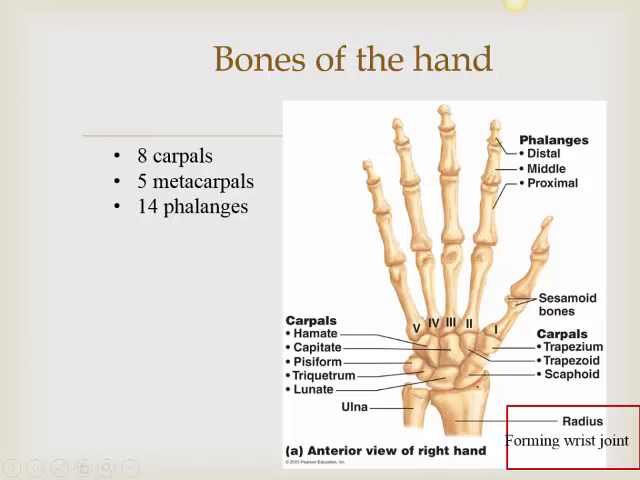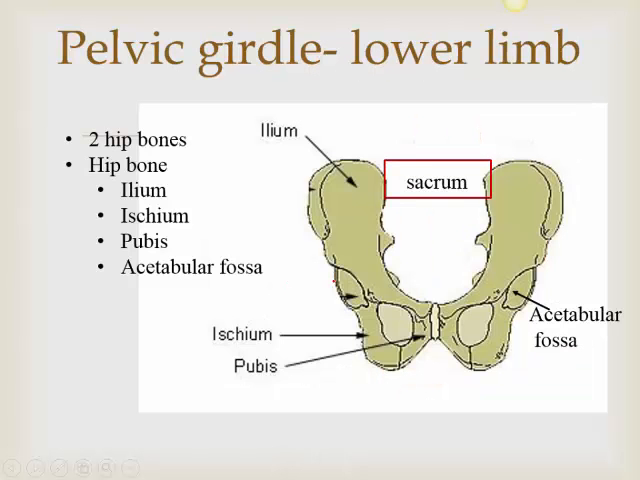And here notice how the radius is articulating with these bones to form the wrist joint. Notice the ulna is not articulating. So see, there's a gap present up here. You don't need to know the individual carpal bones for the lecture or even for the lab for that matter.